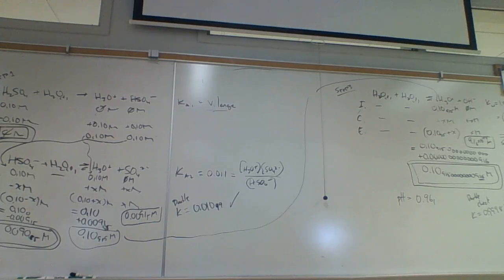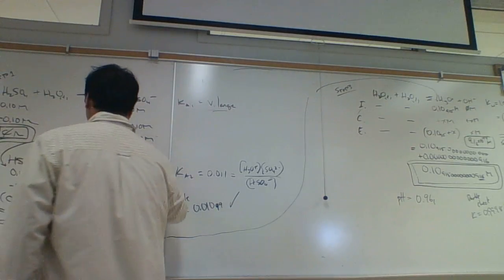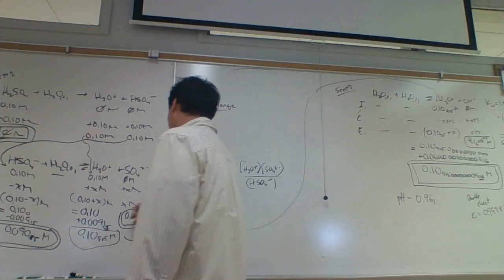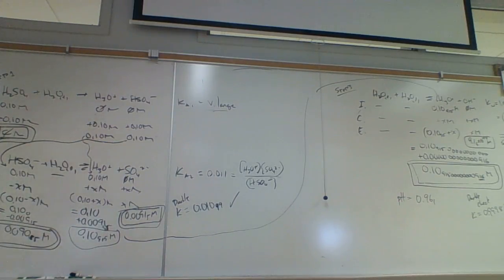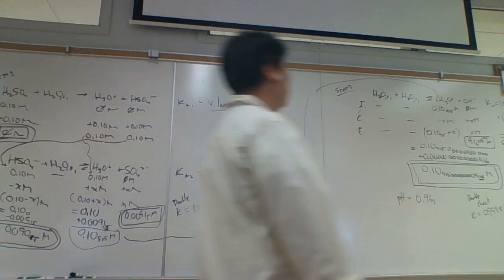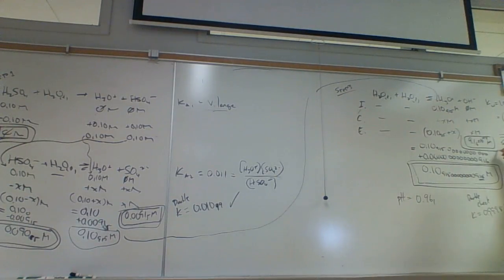Okay, then the sulfate. The sulfate ends here. So we're going to have some sulfate in the solution. Sulfate is going to be 0.00915. And then the only thing left will be the hydroxide.